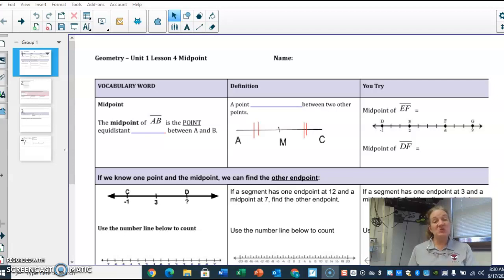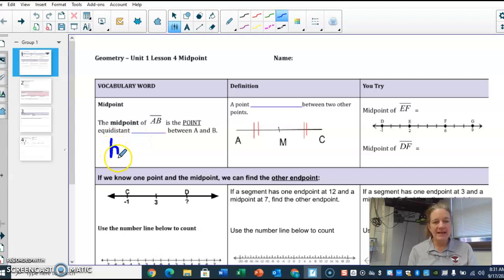Now we're going to talk about special line segments. We're talking about line segments that have a midpoint, or a middle point, right? Basically what we're saying is that they are cut in half. So a midpoint is halfway through a line segment.